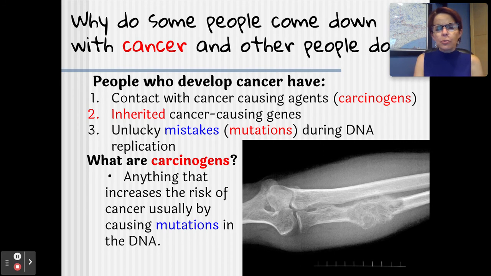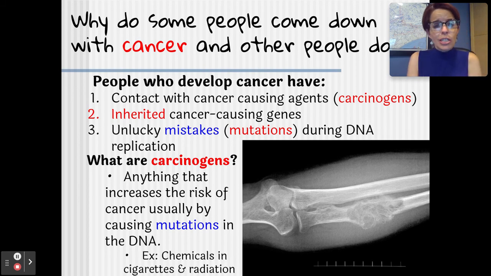So let's just practice really quickly what carcinogens are. You probably are vaguely familiar with the idea that there are some things in our environment that cause cancer. So it's anything that increases the risk of cancer, usually by causing mutations in the DNA. Examples: chemicals in cigarettes. When people are smoking cigarettes, they're full of carcinogens. Radiation, it could be nuclear radiation, much worse than ultraviolet radiation, which comes from the sun, but they both can cause DNA damage and can cause cancer.